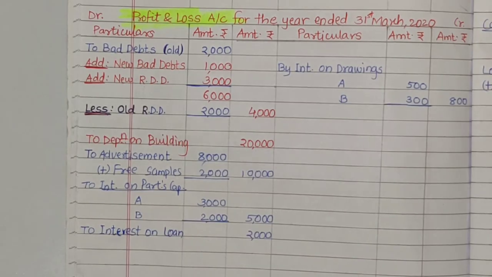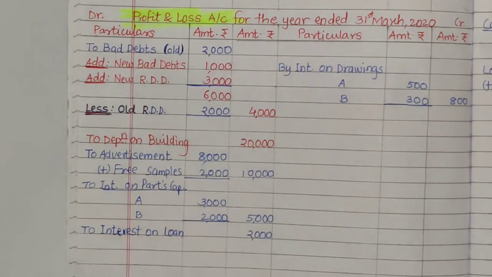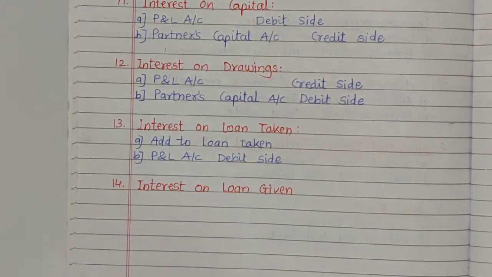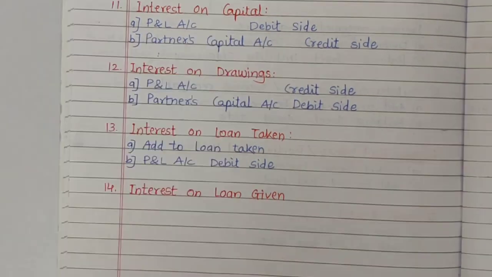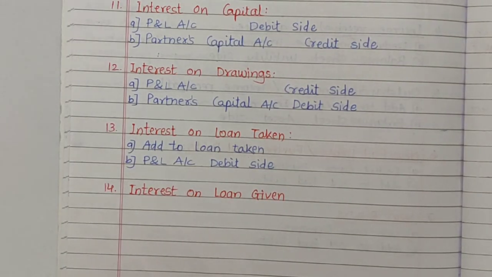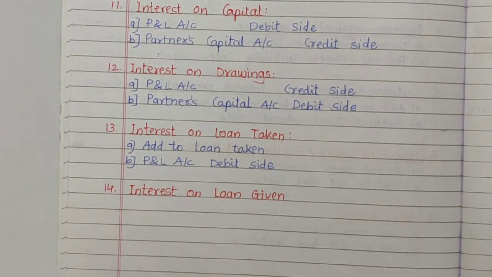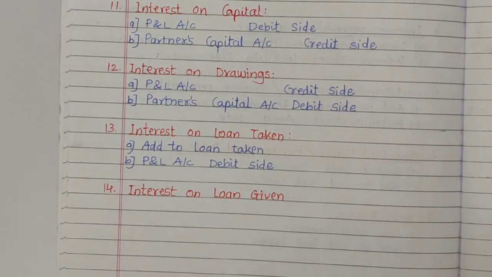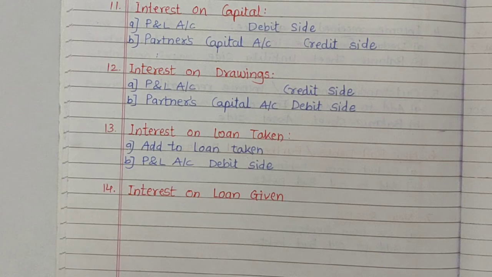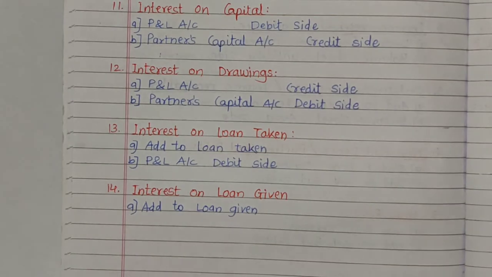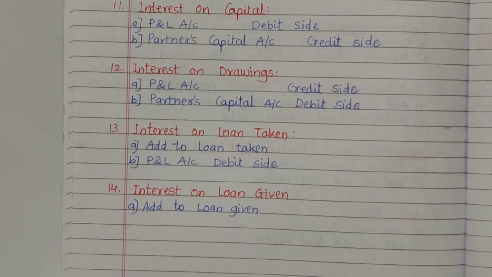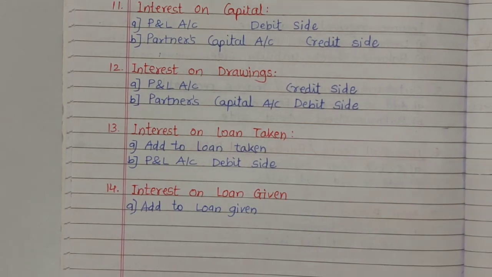The next adjustment is exactly opposite of this. Interest on loan given. Loan given is an asset, so it is already recorded to balance sheet asset side. Interest on loan given is the income receivable, so it is treated as an asset. So we will add it to the existing loan given in the balance sheet asset side, and interest on it is considered as income, so we have to record it to profit and loss account credit side.